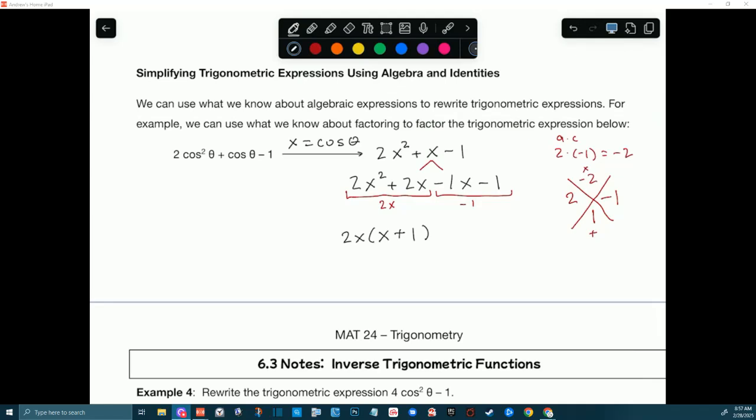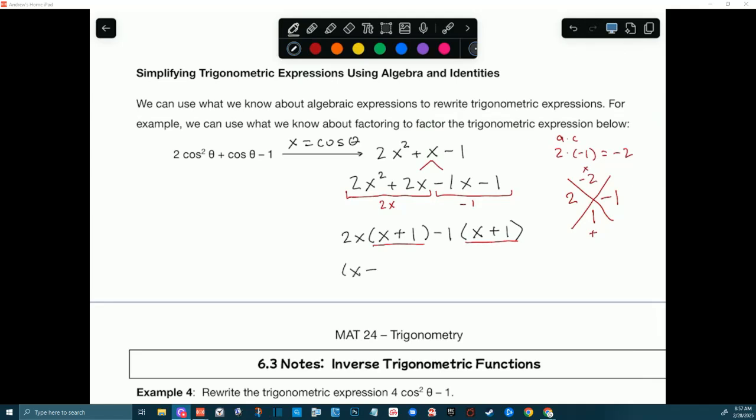For the second pairing, if I pull out a -1, I'm left with x plus 1. And the check that we did this right is that the binomial in both terms should be the same binomial. And it is here. That's a good sign. I'm going to divide both terms by x plus 1 and factor that x plus 1 out in front.